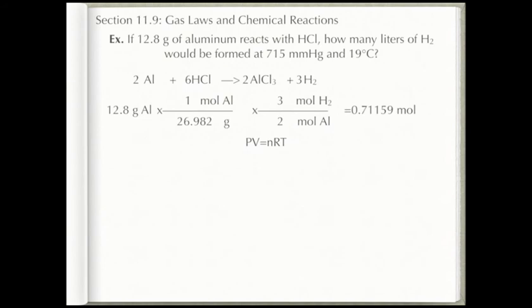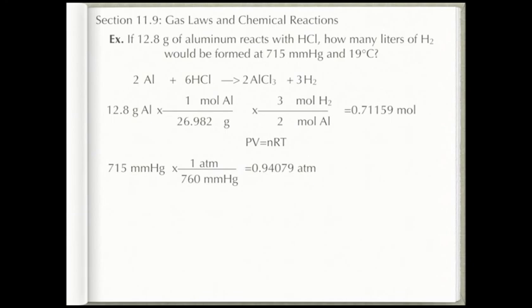The only issue is because I have 715 millimeters of mercury, I first have to convert that. I'm going to take that, put atmospheres on top, millimeters of mercury on bottom. When I divide, I get 0.94079 atmospheres, and now I can use that pressure in my ideal gas law. So it's going to be 0.94079 times my volume. Well, I don't know what that is, so it's going to stay as V.